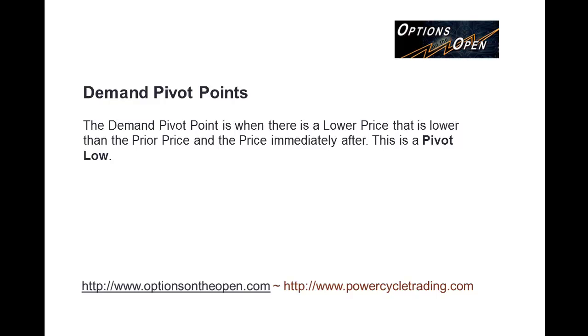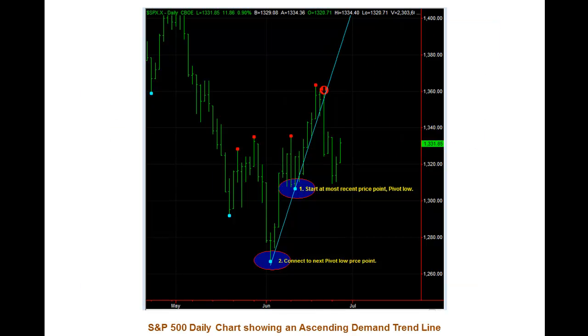Now the demand pivot point is just the opposite. So demand pivot point is when there is a price that is lower than the prior price and the price immediately after. This is a pivot low. So here's just a quick example. This is again the S&P 500. This is a daily chart, and this chart's showing an ascending demand trend line.